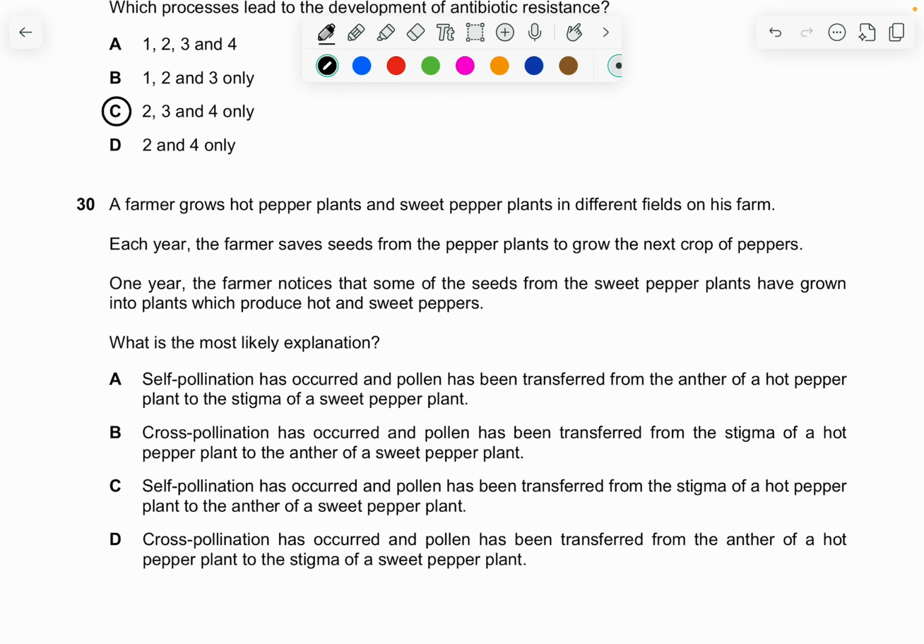Self-pollination has occurred and pollen has been transferred from the anther of a hot pepper to the stigma of a sweet pepper plant. Actually, they're not talking to you about self-pollination, right? So self-pollination is out. But let's see the cross-pollination. Cross-pollination has occurred and pollen has been transferred from the stigma of a hot pepper plant to the anther of a sweet pepper plant. This is actually wrong. It should be the other way around. It should be anther to stigma. Very important. Anther to stigma. So therefore the answer is D: pollen has been transferred from the anther to the stigma of a sweet pepper plant.